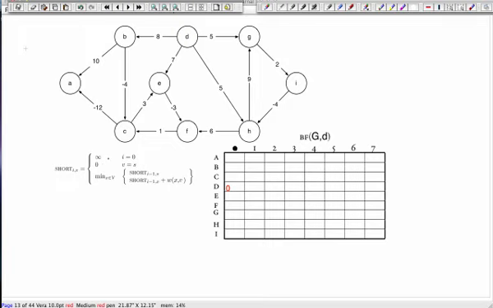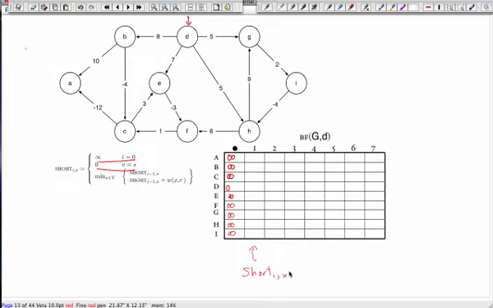So recall what we do here is we initialize, of course, the source. We're going to start from D again. And so short D0 will be 0. And the rest of these values will be infinity. And now let's try to compute this column, which is basically going to be short 1 comma x.